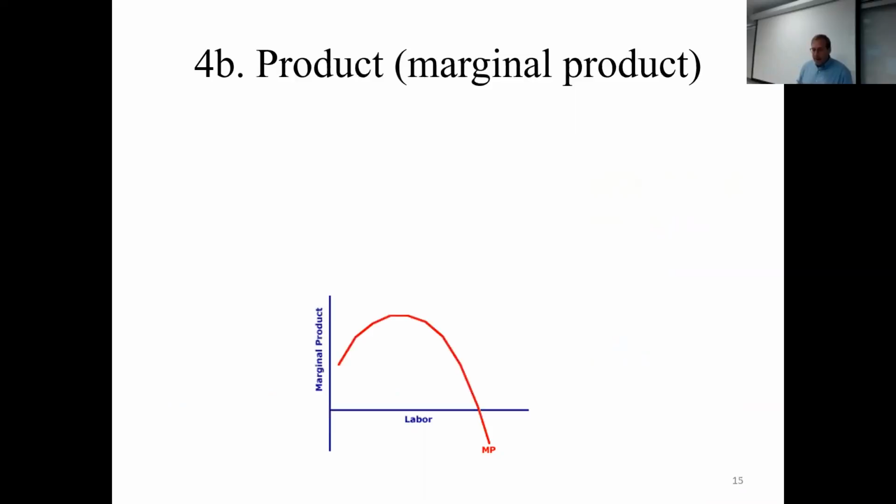So we have here a marginal product curve. And we said in the short run, the size of the company is fixed, the size of the firm, the plant is fixed.